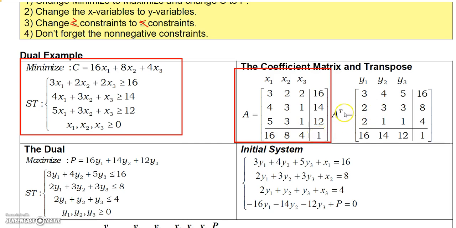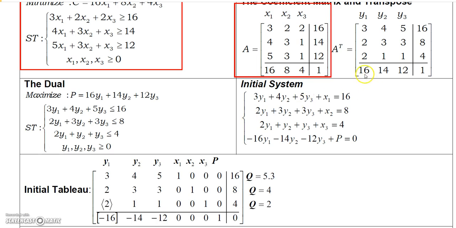And then you know how to transpose it, so get your transpose. And then from the transpose matrix, that's where you get your dual from. So remember, the bottom row is your new objective function, 16y1 plus 14y2 plus 12y3. And then the other rows are your constraints, so 3y1 plus 4y2 plus 5y3 has to be less than or equal to 16, 2y1 plus 3y2 plus 3y3 less than or equal to 8, and 2y1 plus y2 plus y3 is less than or equal to 4. And then when you put all that together along with your non-negative constraints, you'll have your dual problem.